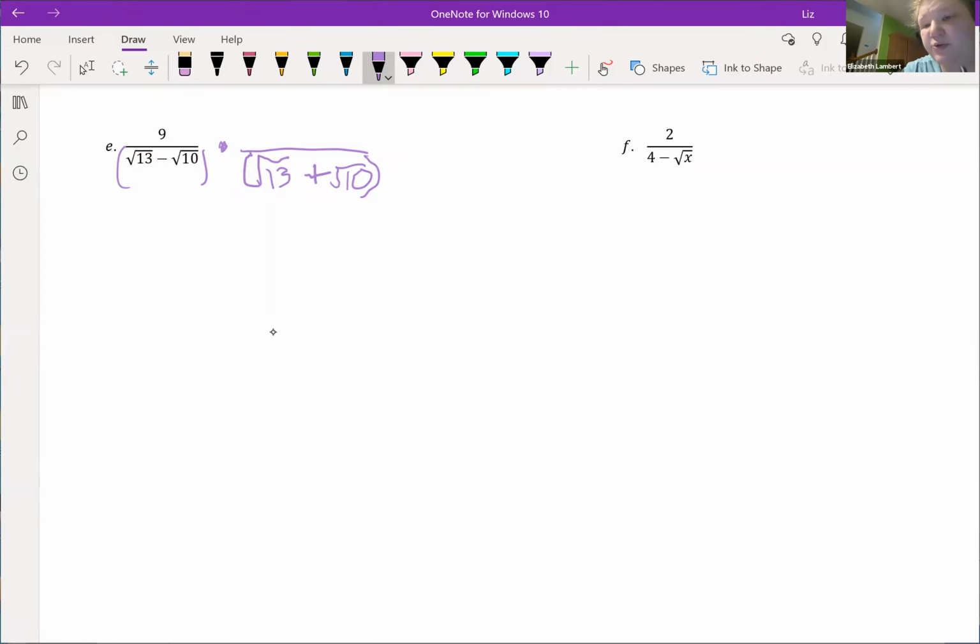I will put a plus sign between them. So when I multiply these two things on the bottom, it's the difference of squares. Inside and the outside terms cancel out, and it's just going to be the square root of 13 times the square root of 13 minus the square root of 10 times the square root of 10. 13 minus 10, 3. So it goes from ugly mess on the bottom to an integer.